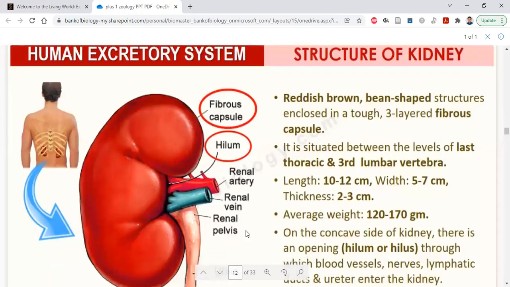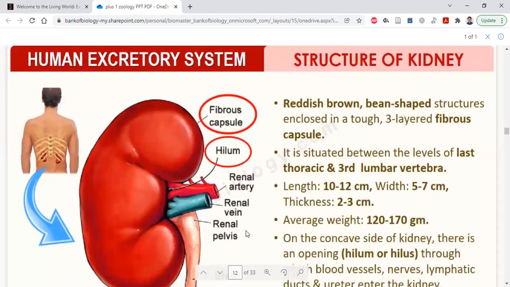If you see the structure of the kidney, you can see the placement of the kidney. Usually it is reddish brown and bean shaped. These are mesodermal in origin, and it is an excretory homeostatic organ. Homeostatic means maintenance of normal things, and these are situated on each side of the dorsal aorta in the inner wall of the abdominal cavity. An average sized kidney measures usually 10 to 12 centimeter in length, 5 to 7 centimeter in width, and 2 to 3 centimeter in thickness.